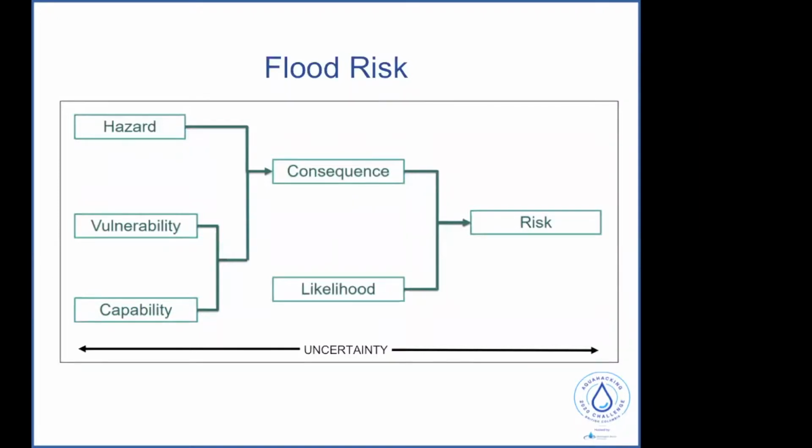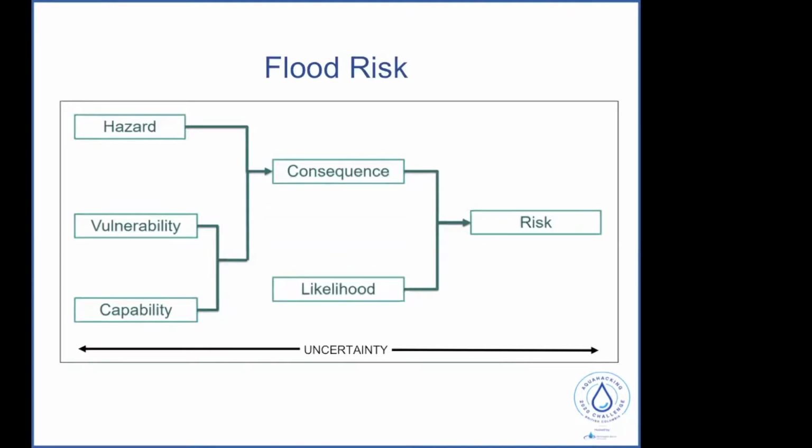So there are a few different paradigms to understand the components of risk. This is one that we like to use. Hazard combined with a combination of vulnerability and capability leads to a consequence. A consequence combined with a likelihood leads to risk. And all along the spectrum, we have uncertainty in terms of the data inputs that we have, the methodologies that we're using, and the outputs as well.